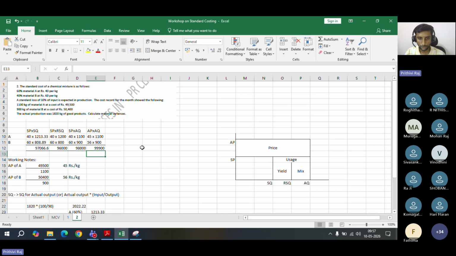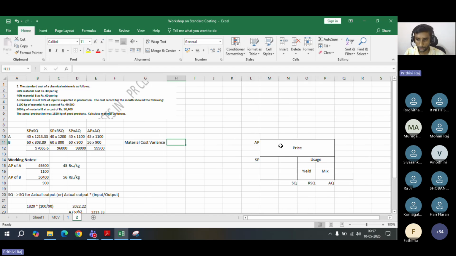Now let's go to the formulas. Material cost variance. Cost variance formula is SP into SQ minus AP into AQ. This box, so the full box, price and usage together. So SP into SQ minus AP into AQ.